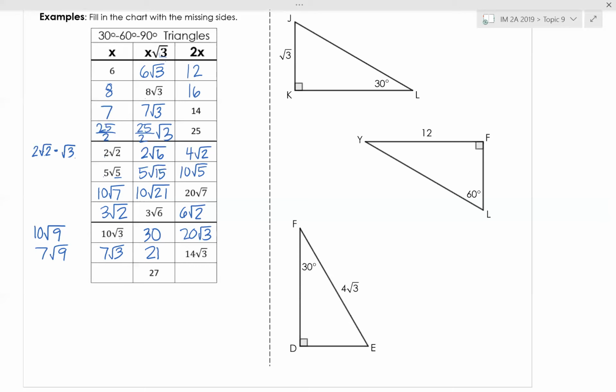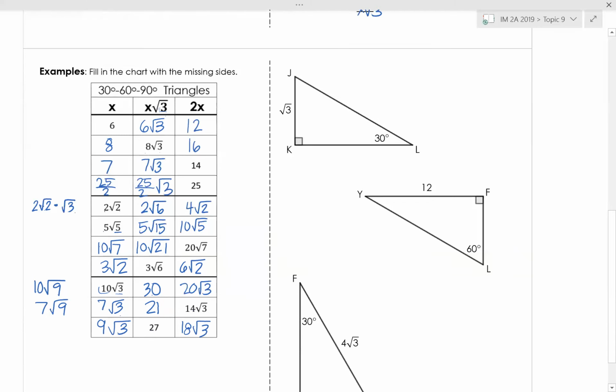Finally, for the last one, if I have 27 as my value, that means that if I think about this relationship here, 10 times 3 gave us 30. 7 times 3 gave us 21. So what number times 3 gives us 27? That number is 9, right? 27 divided by 3 is 9. So that means that 9 times the square root of 3 is what x needs to be. And then finally, I'm going to multiply that by 2. So 9 times 2 is 18. So 18 times radical 3 is the hypotenuse for that triangle.